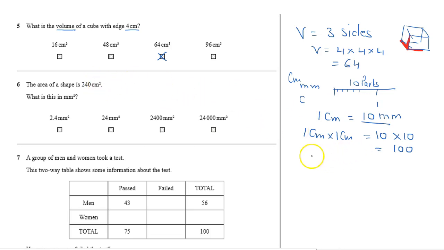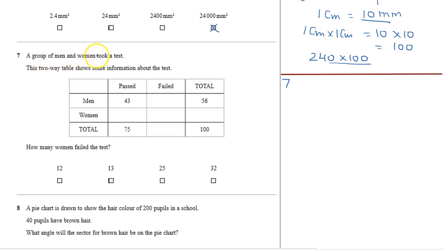So 240 multiplied by 100, not by 10, by 100. So there are 2 zeros after this. So the answer will be 24000. Question number 7.